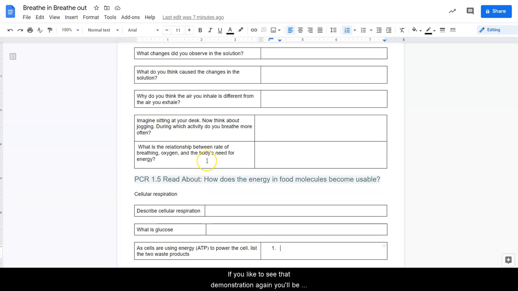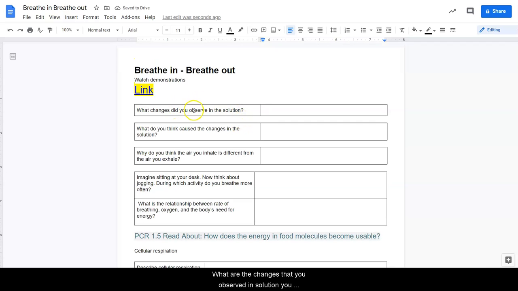If you'd like to see that demonstration again, you'll be able to by just watching the video again, rewinding it. So what are the changes that you observed in the solution? You should observe the solution changing from blue to a green yellow color.